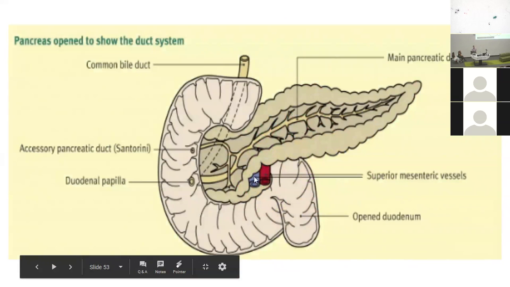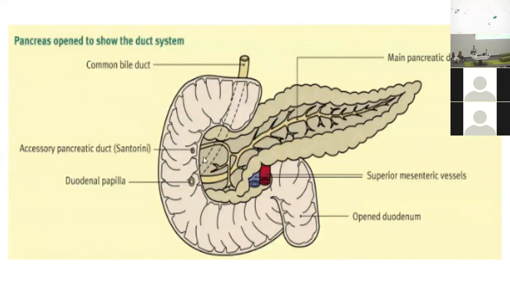And just looking through a section of the pancreas, just knowing that you've got the main pancreatic duct coming through here, which joins the common bile duct at the ampulla of Vater, which opens into the second part of the duodenum at the duodenal papilla. So all of those are words that will pop up on your exam and you should know. And there's a lot of clinical relevance there, which we'll go through. And again, knowing that the superior mesenteric vessels just lie posterior to the pancreas.